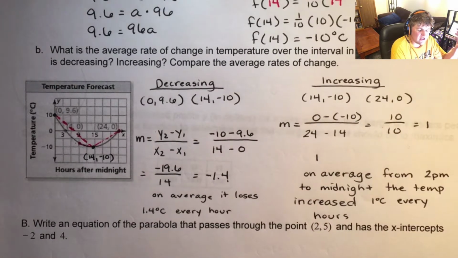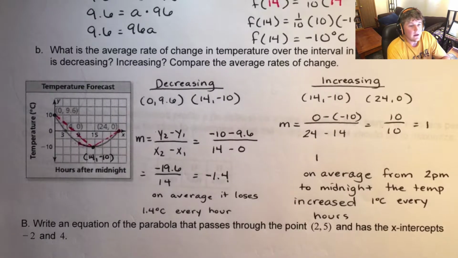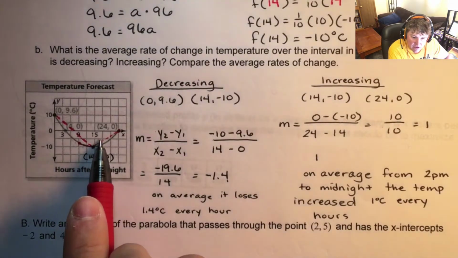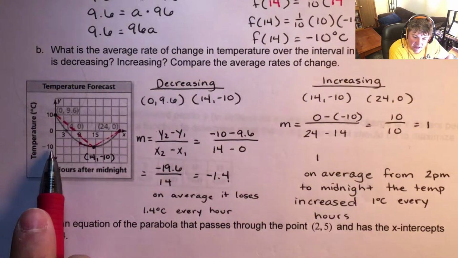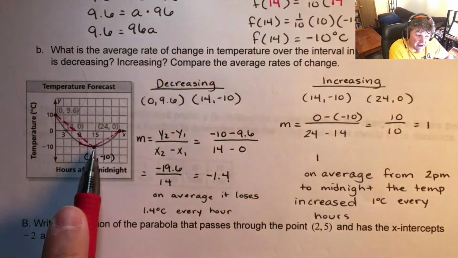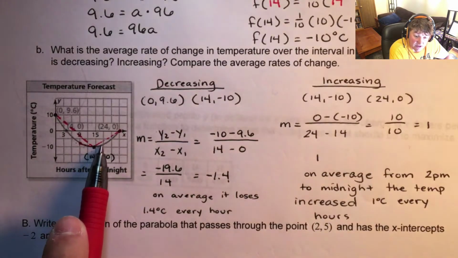Hopefully some of you are thinking, well, I thought all of these figures are symmetrical, so they should be increasing and decreasing at the same rate from the vertex. Well, you are right. They are symmetrical, but we picked a 10-hour time frame here, and here we took a 14-hour time frame. So the rates of change on average aren't going to be the same. But again, that's because it's curved, right?